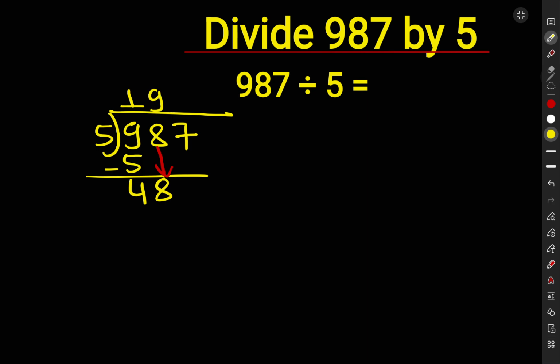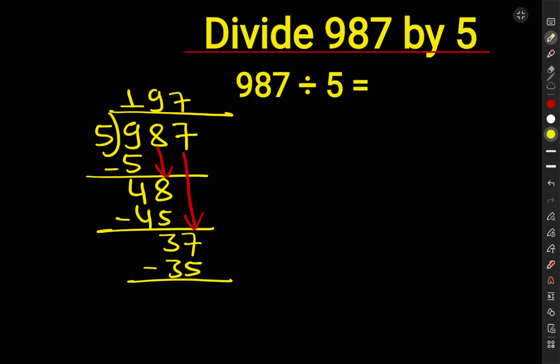5 times 9 is 45. On subtracting we get 3. So again we put down the 7 and it is 37. 5 times 7 is 35. On subtracting we get 2.